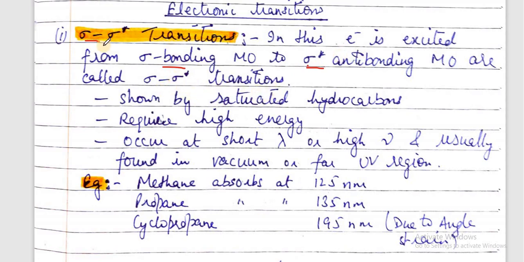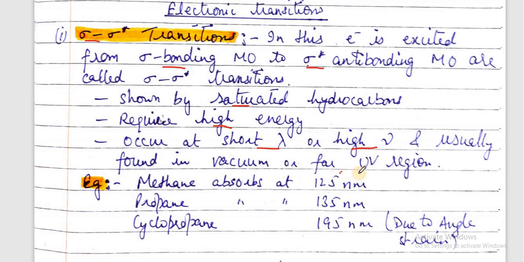Sigma to sigma star transitions will be shown only by saturated hydrocarbons. Saturated hydrocarbons have single bonds. A single bond requires more energy to break, or for its electron to get excited, so it requires high energy. And as we know, energy is inversely proportional to wavelength, so these occur at short wavelength or at high frequency, usually found in the vacuum or far UV region.